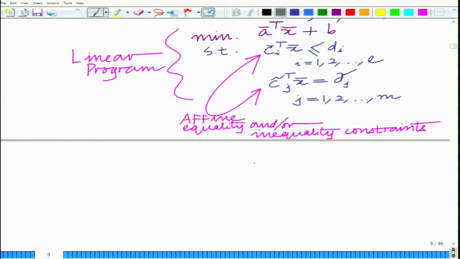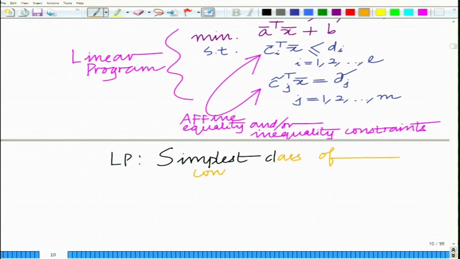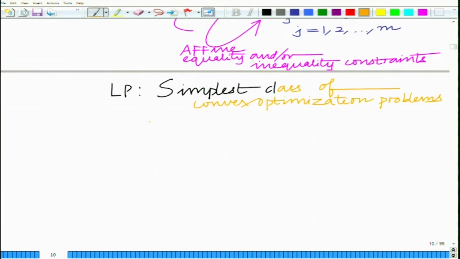And you can say this is the simplest class or category of convex optimization problems, because everything is affine.